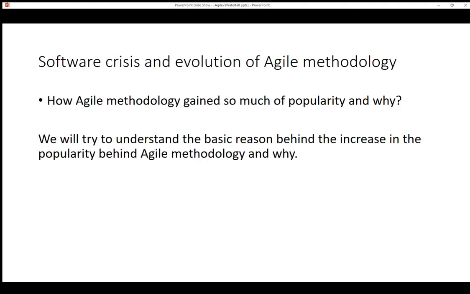Before diving into the Agile methodology, we need to understand why and how Agile methodology gained so much popularity, and the basic reason behind it. The popularity of Agile methodology was gained when the software crisis emerged, where software teams were managed with the same methods used by manufacturing or construction projects. Generally, manufactured products are identical. Let's take an example of manufacturing cars, the same make and model coming down the assembly line one after another.